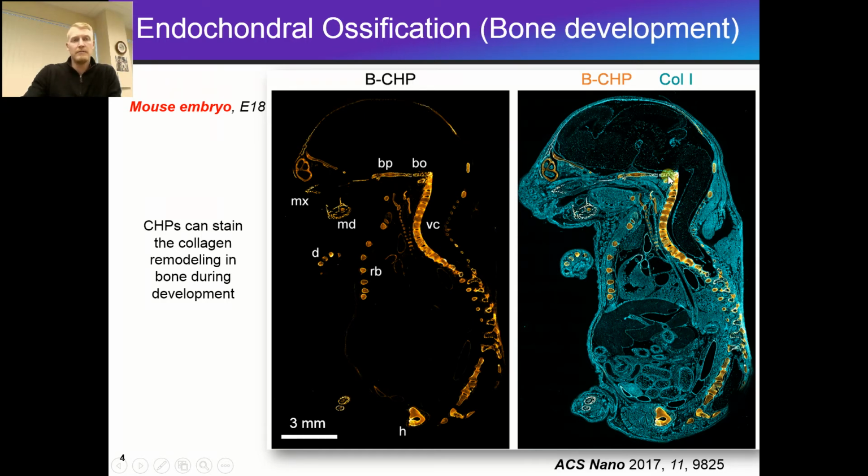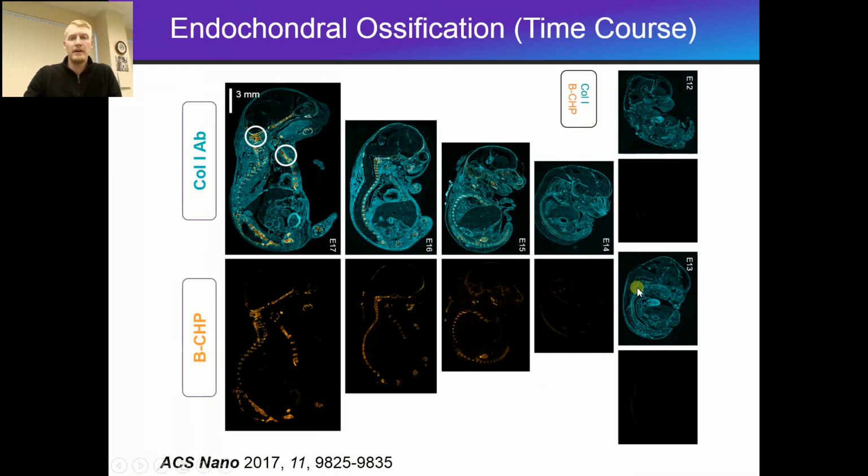And this is actually a process called endochondral ossification, where you have the soft tissues within embryos begin to form and mineralize into solid bone. And when we take it a step further, we can actually look at a time course of bone development in a mouse embryo.